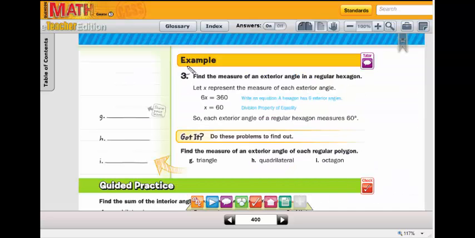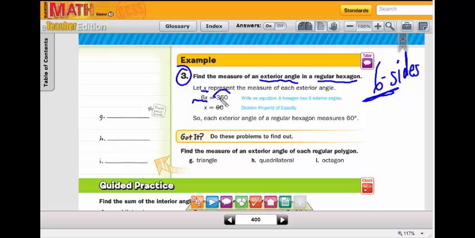So let's see how we can use that in this problem here. Find the measure of an exterior angle in a regular hexagon. So again, a regular hexagon would have 6 sides. We should know that from our cognates. Let x represent the measure of each exterior angle. So since we have 6 sides, there's 6 angles. So 6 times that measure of angles will give us the 360.